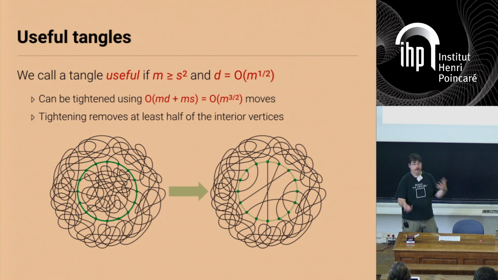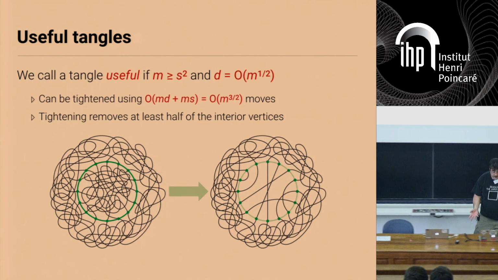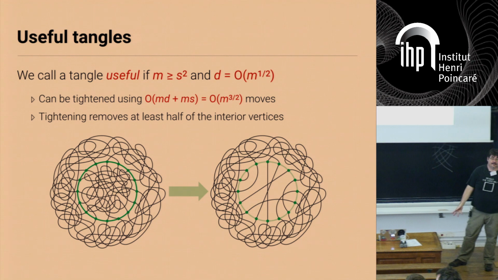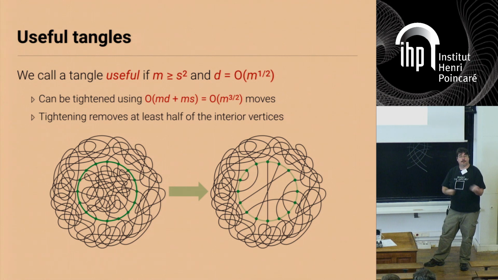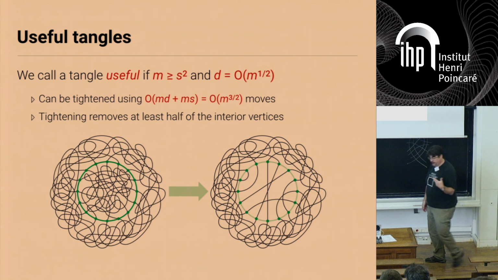But the depth is only square root of the number of vertices, then this bound MD plus MS is just M to the 3 halves. It shrinks down. And that means that I'm spending about square root of n time per vertex that I delete. And then summing that up over all vertices gives me my n to the 3 halves.